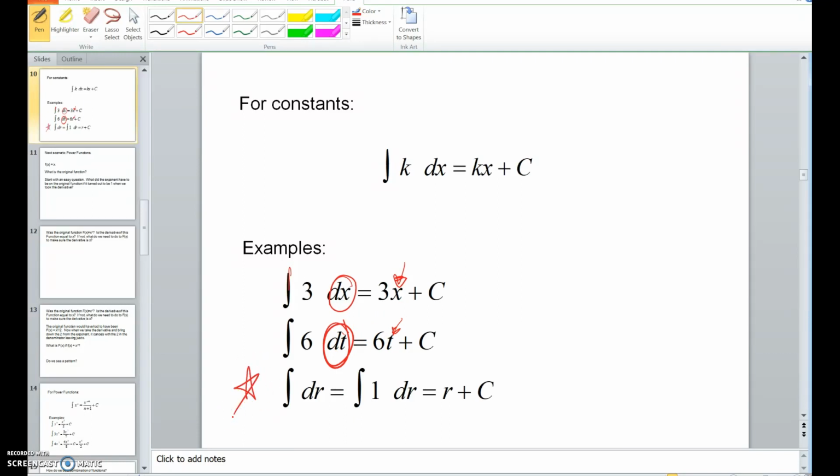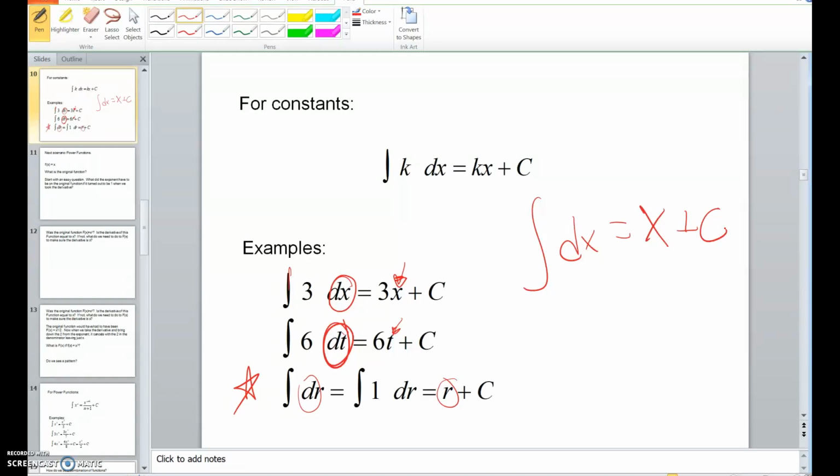I've noticed in the past that sometimes students get confused if they have an integral of just dr. You can think about that as the integral of 1 times dr. And then when you integrate 1, you just get the variable. Sometimes when people see the integral of just, let's say, dx, they're not sure how to integrate that. It's just going to be x, so 1x plus c.